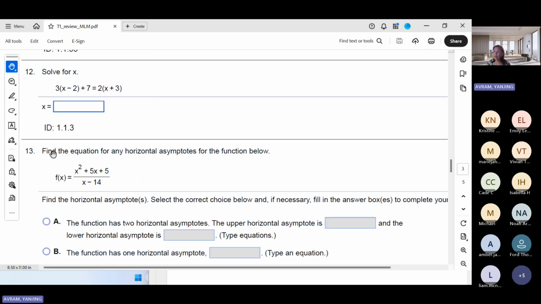All right, final question: find any horizontal asymptote and answer all these questions.